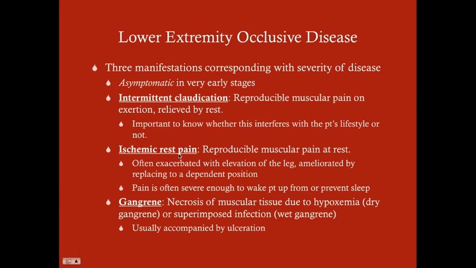Now, ischemic rest pain is reproducible muscular pain that continues at rest. So this is like unstable angina. You have the pain and it doesn't go away even though you're not moving. Some of the typical things we see with ischemic rest pain is that it's exacerbated with elevation of the leg, and it's made better by putting the leg back into a dependent position.